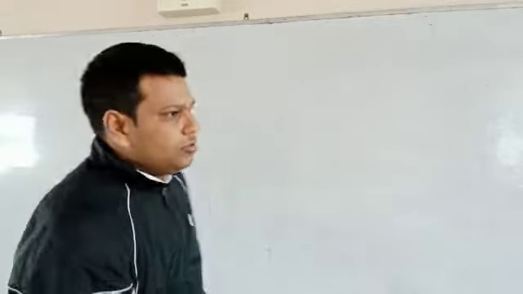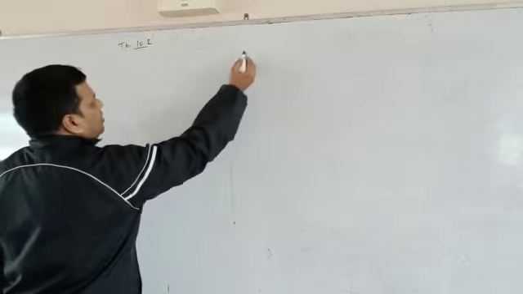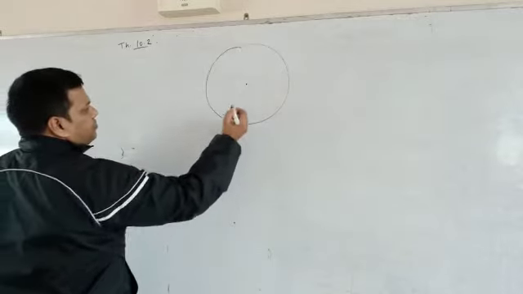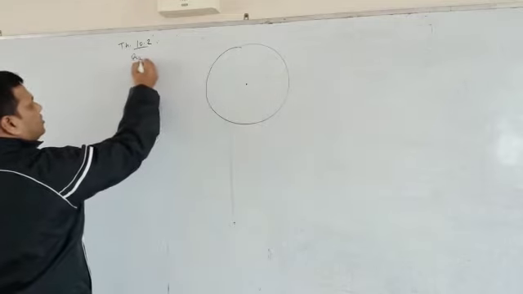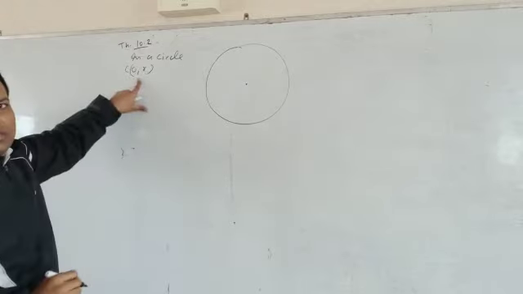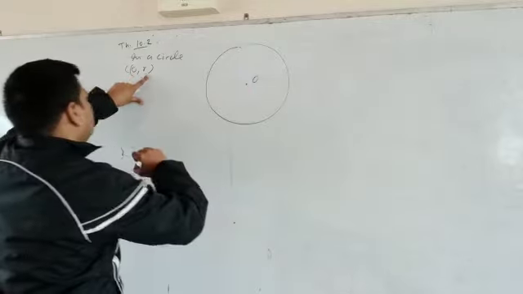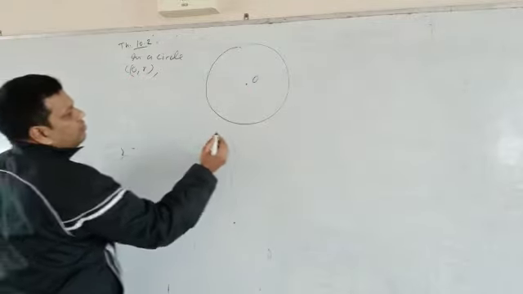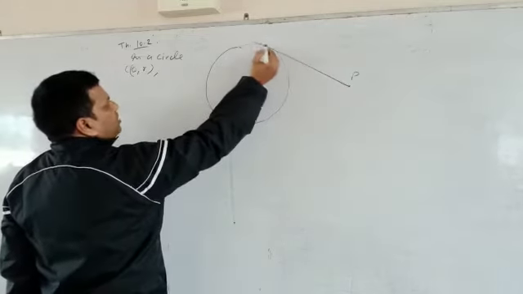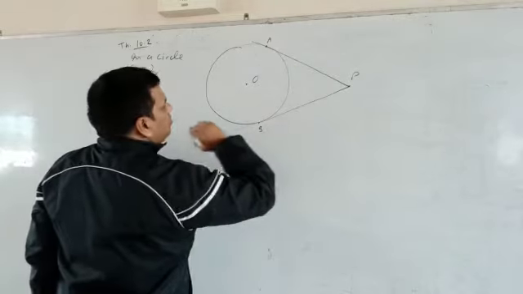But now we are going to study theorem 10.2, that is, if there is a circle and it has a center in the circle, C(O, R), you know what the meaning of C(O, R) is: O is the center and R is the radius. We are given an external point, that is P, and we have two tangents PA and PB, like so.